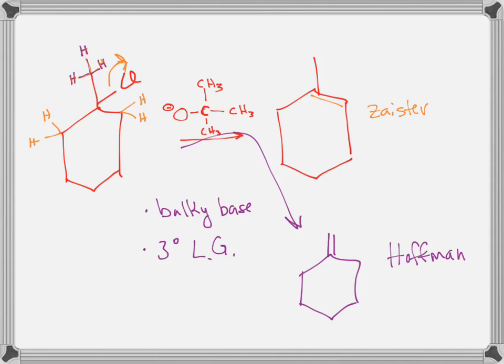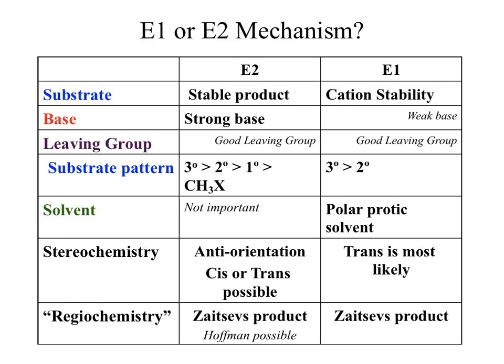Which is why, if you go back to the slide, see, is that going to go back? Yeah, it does. In the E2 mechanism is where you'll see the Hofmann product. You typically don't see it in the E1, because the thing that really drove the Hofmann product was the bulky base. Okay? The base is the equivalent of our nucleophile. Is it important in our E1-type reaction? No. So to get the Hofmann product, we need a strong base that forces us necessarily into the E2 mechanism. Okay?